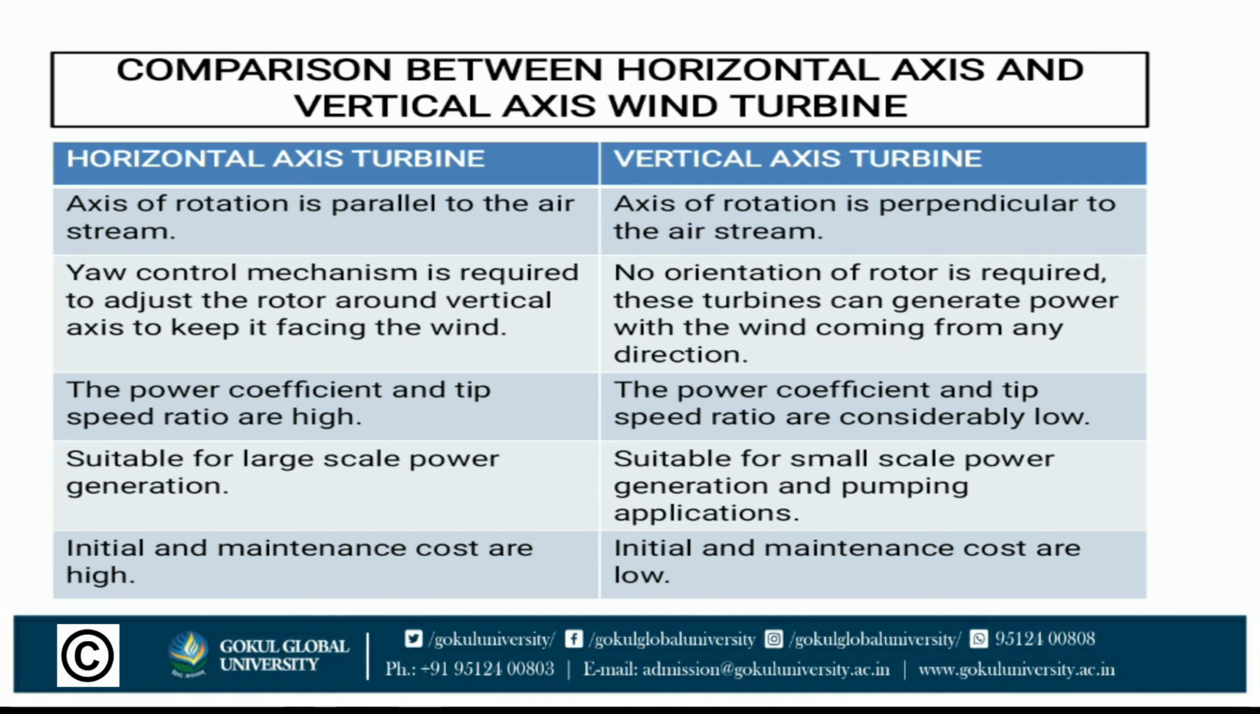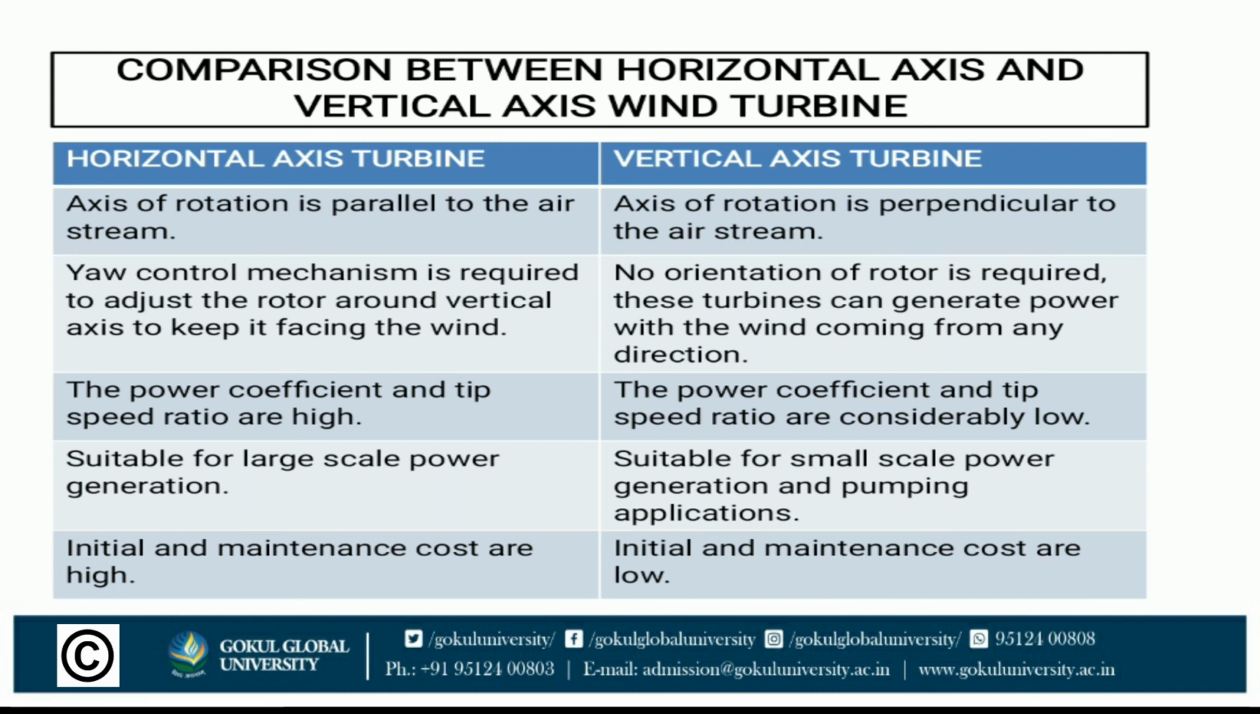Comparison between horizontal axis and vertical axis wind turbine. In a horizontal axis turbine, the axis of rotation is parallel to the airstream. But in a vertical axis turbine, the axis of rotation is perpendicular to the airstream. In a horizontal axis turbine, a yaw control mechanism is required to adjust the rotor around the vertical axis to keep it facing the wind. In a vertical axis turbine, no orientation of the rotor is required. These turbines can generate power with the wind coming from any direction.